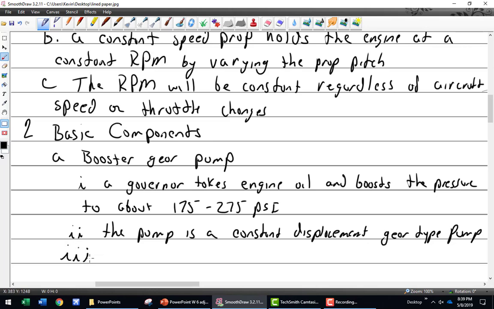How is it driven? Engine driven by gears, so it's not supposed to slip. So it is directly connected to the engine driven gears.